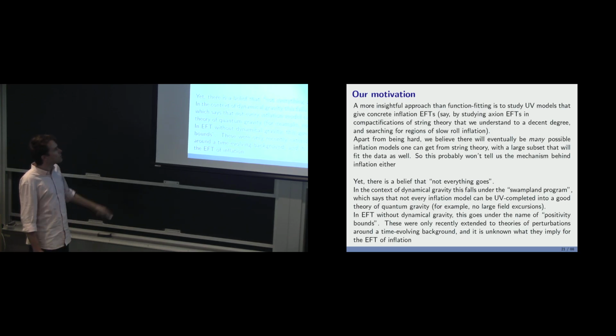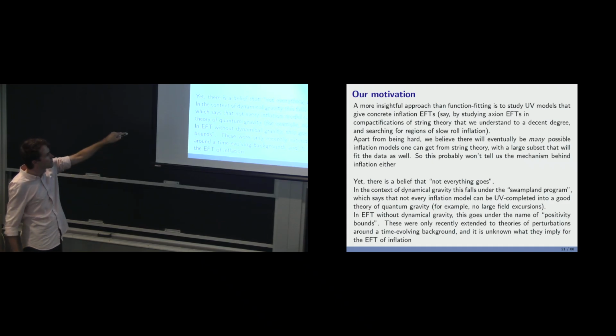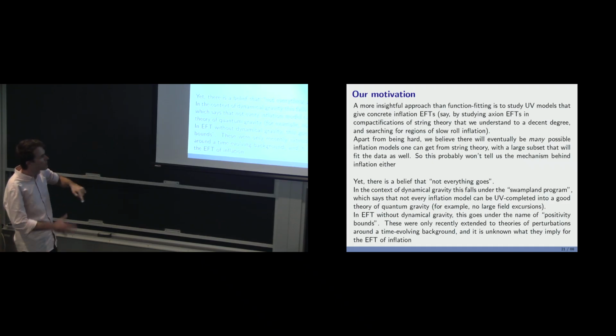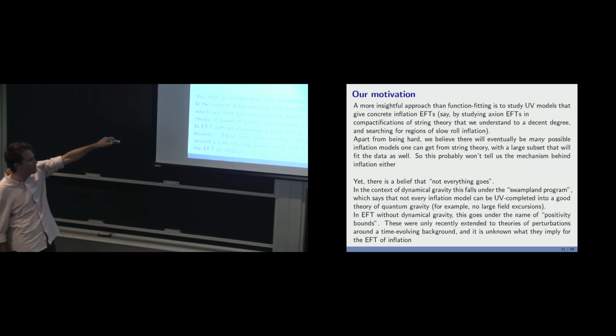On the other hand, there's also a general belief that not everything goes. In the context of quantum gravity, this falls under something called the Swampland program, which says, among other things, that not every inflation model can be UV completed into a good theory of quantum gravity. For example, you should have no large field excursions, because then the EFT is going to break down once the field traverses a super-Planckian distance.